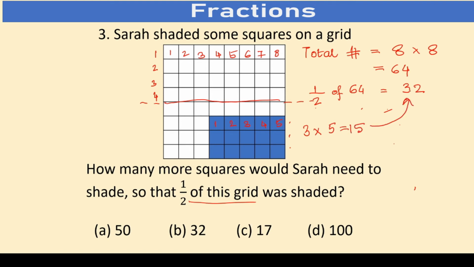That means the number of shaded portion is 3 into 5, which is equal to 15. And to be able to shade 32 portions, the number of boxes that need to be shaded are 32 minus 15, which would give us the answer as 17. So our answer is option C.